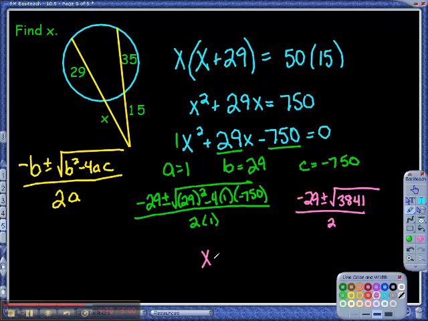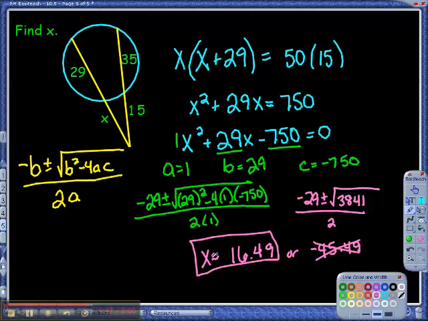You would end up with x approximately equal to either 16.49 or, if you do the minus scenario, negative 45.49. Obviously, again, we can't have a negative side length, so x is approximately 16.49.